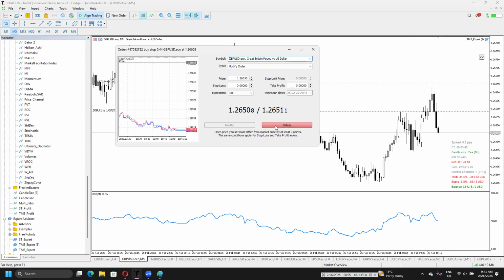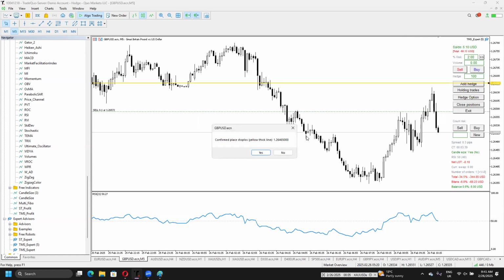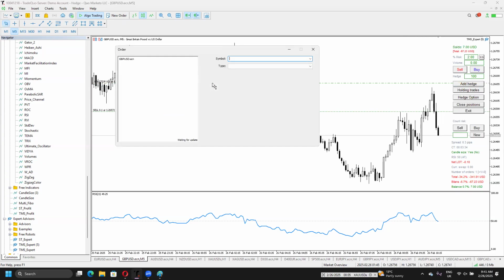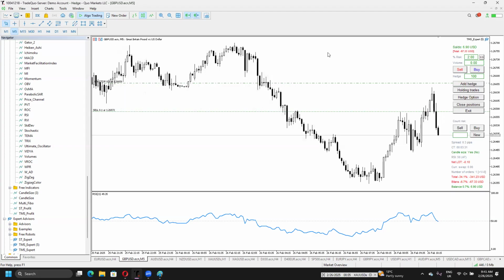So we have to delete the old one and add the new one by choosing 100%. And as you can see, the robot already gave us the proper one, which is buy stop 0.1 above the top of our M5 candle formation.